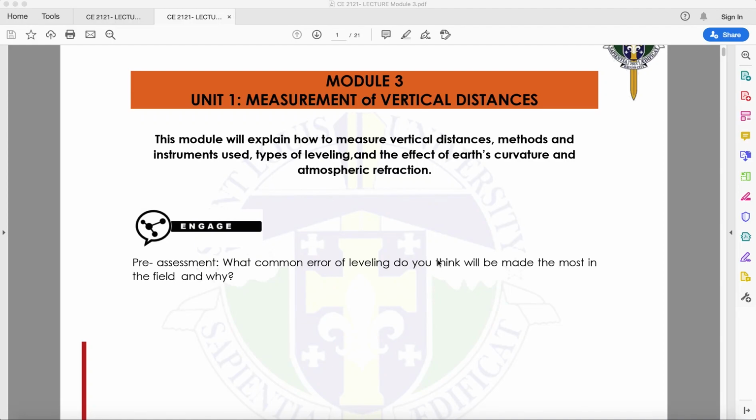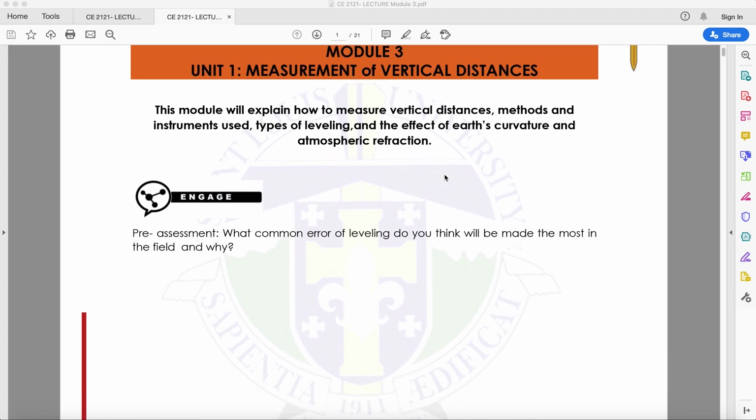So for this video, we're going to discuss measurement of vertical distances. This module will explain how to measure vertical distances, the methods and instruments used, types of leveling, and the effect of Earth curvature and atmospheric refraction.